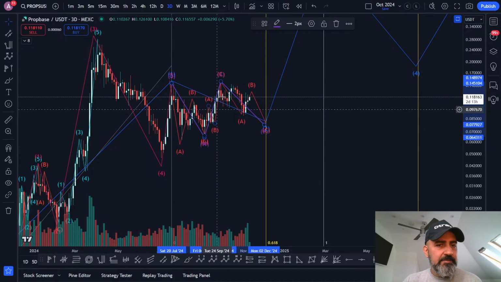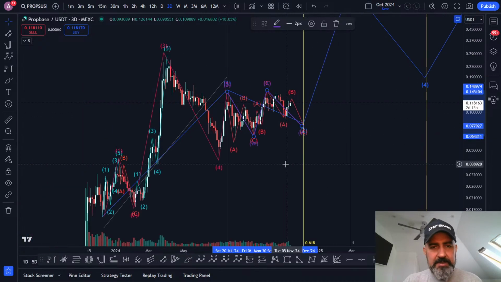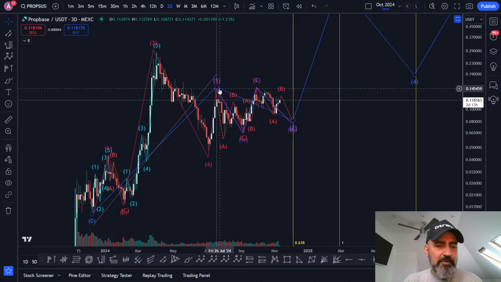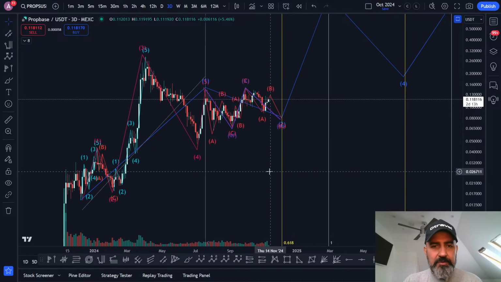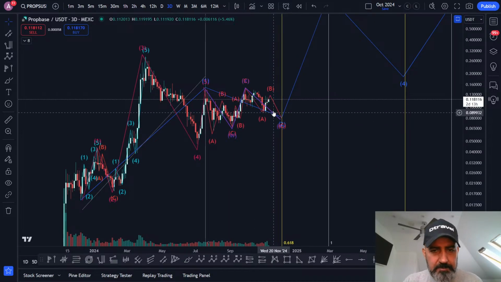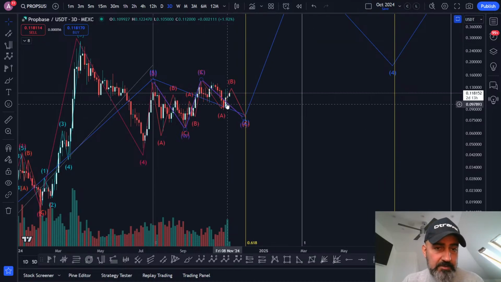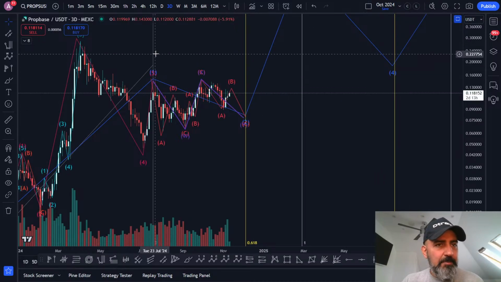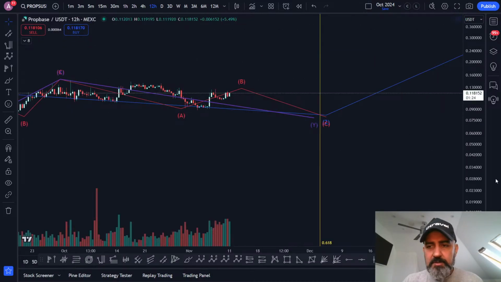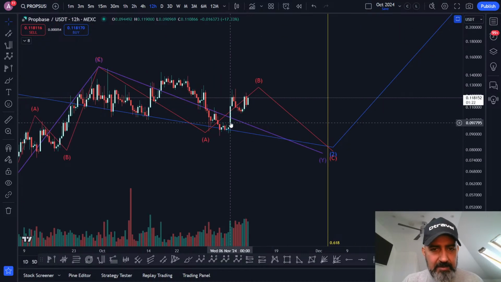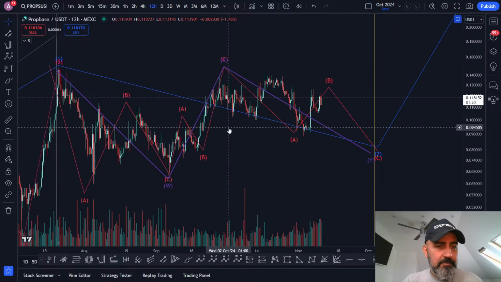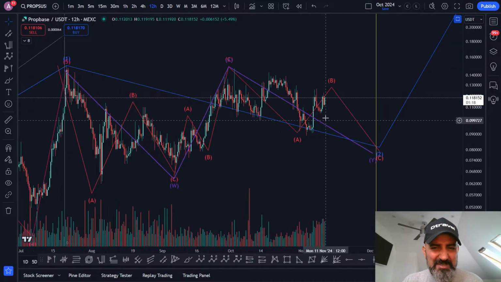It looks like there's some kind of flat correction here, doesn't it? After we've completed the wave 1, potentially with another up and down here. And we want to see impulsive price action, don't we? Have we started to have, is this impulsive? I don't think so. I don't know.